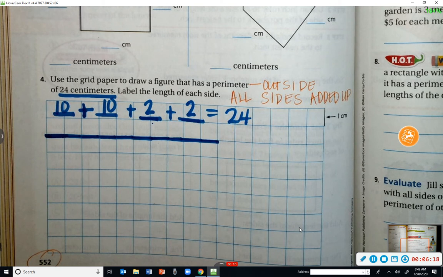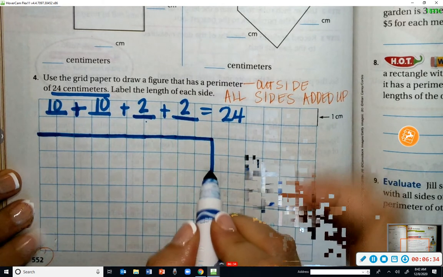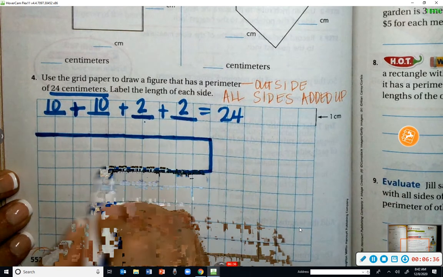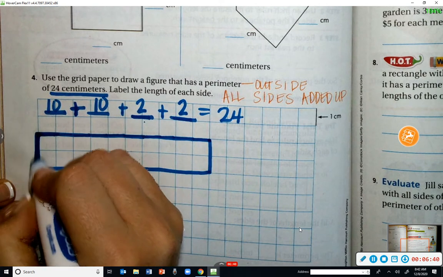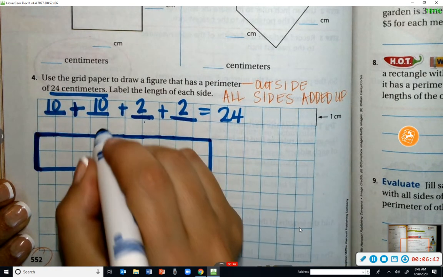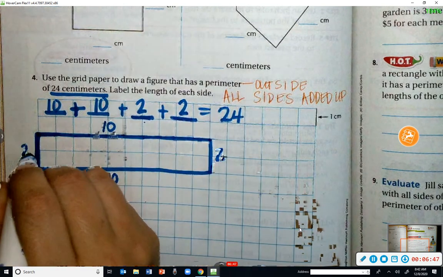What do I need to do now, Gregory? Look at the numbers that we added up. Go down 2. Nope, go down 2. Thank you, Bryson. So go down 2. Go back 10. And then up 2 right here. So I have 10, 10, 2, and 2.